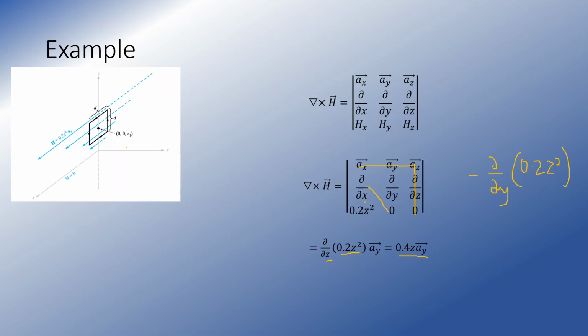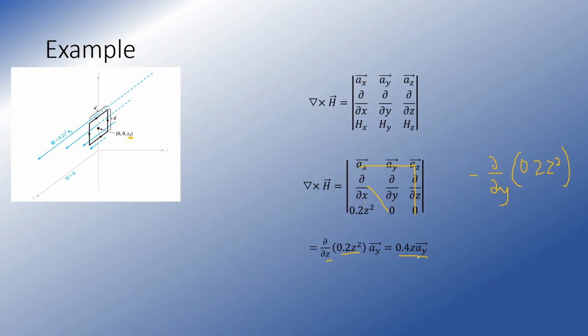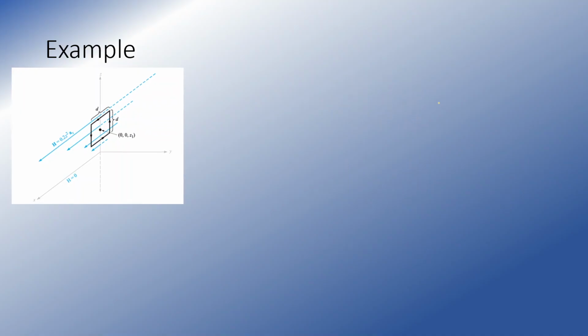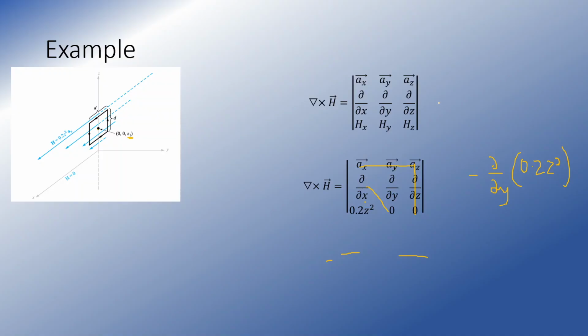And what is the value of z at our given point? The value of z at our given point is z1. So when we substitute it, we get 0.4 z1 ay. So this is the application of vector calculus. Instead of finding the entire H dot dl one by one and adding it, simply substitute the known parameters in the given determinant and get the answer.